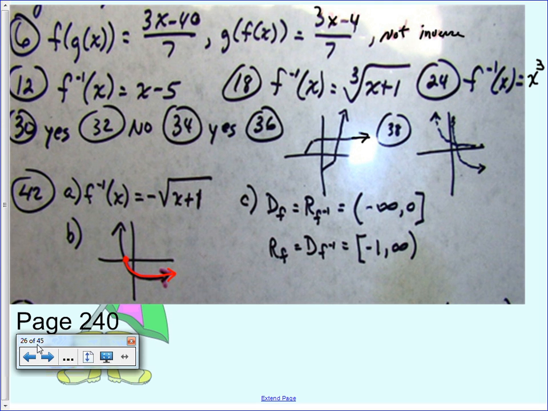Okay, here from page 240, you can see those even problems in that assignment. And you can pause and check this group. And in a moment, I'm going to move on to the next page.